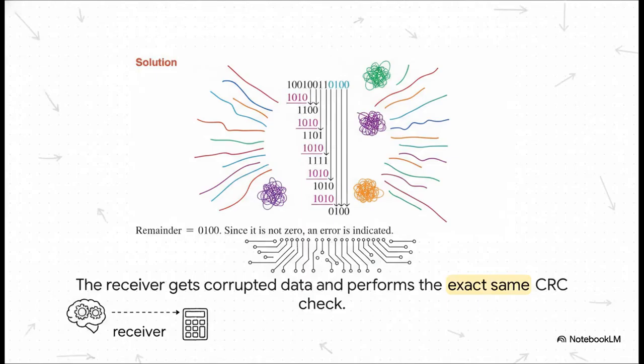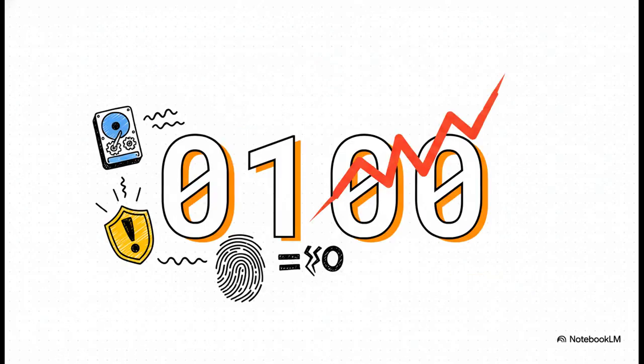So now the receiving computer gets a message that's slightly different from what was sent. It doesn't know there's a mistake, of course. It just does its job. It takes this new, corrupted message and performs the exact same CRC check, dividing it by that secret generator code. And look, the remainder is not 0. The moment the computer gets a non-zero remainder, alarm bells go off. It knows instantly that something is wrong. The data doesn't match its fingerprint, and that is when it tells you file corrupt.